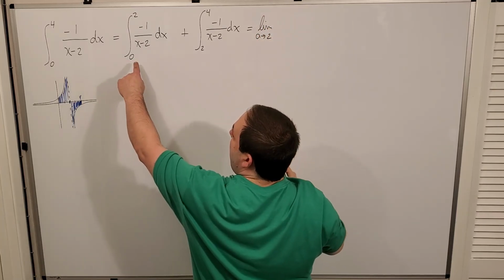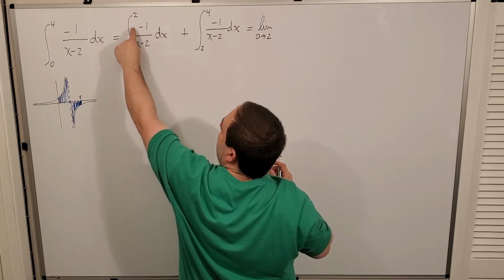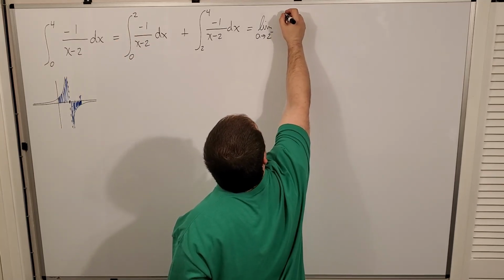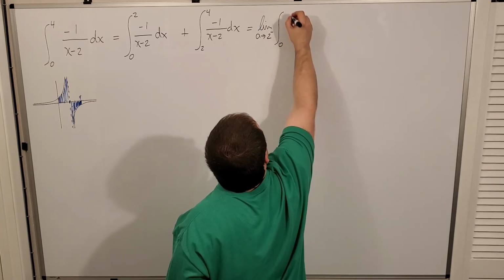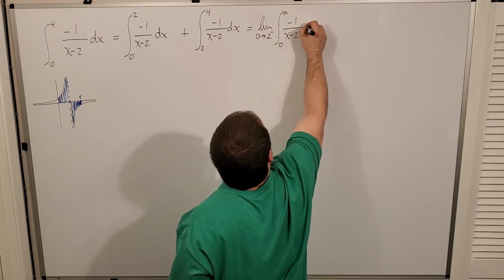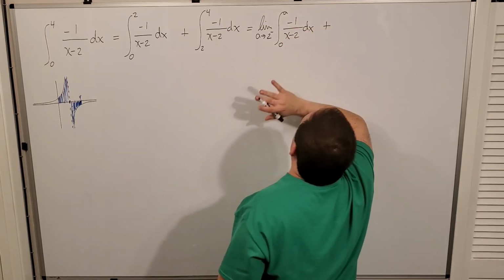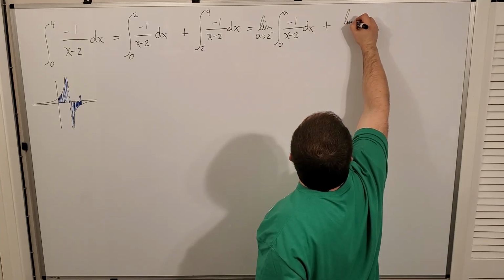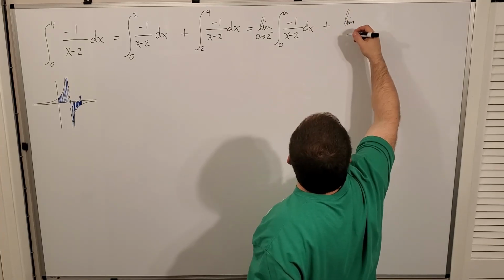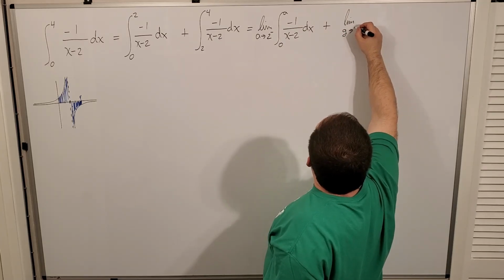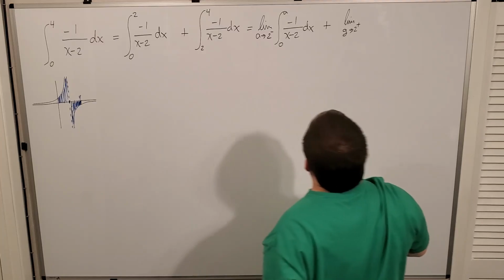Okay, so here I'll have the limit as a approaches 2. Now notice where I'm at. This is from the left only. Approaches 2 from the left. And then it would be the integral from 0 to a, negative 1 over x minus 2 dx, plus a completely separate integral, therefore a completely separate limit. The limit as g goes to 2 from the right.